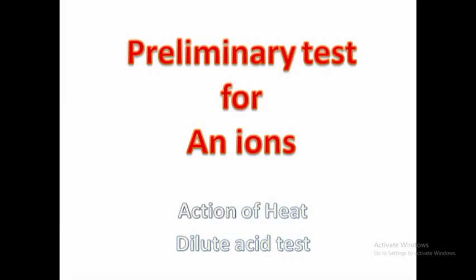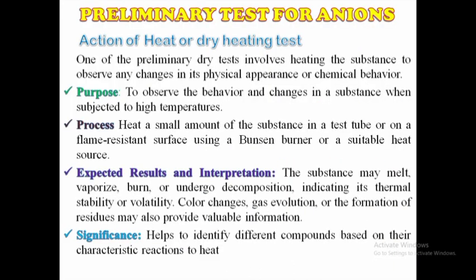Preliminary test for anions. We're going to talk about action of heat and dilute acid tests. The dry heating test is the type of test whereby some salts undergo decomposition, thus evolving gases, or may undergo characteristic changes in the color of the residue. This test is performed by heating a small sample of the mixture in a dry test tube.